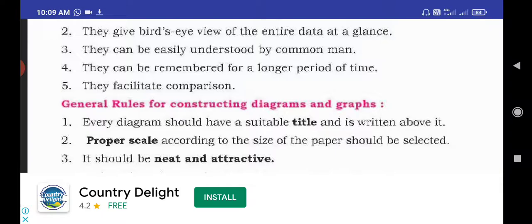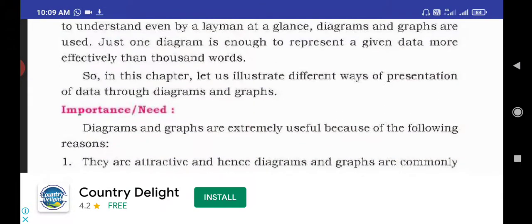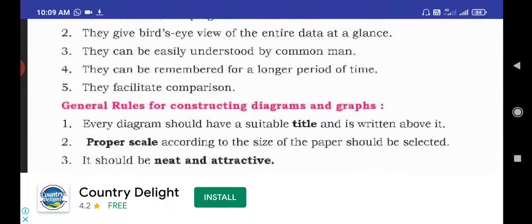Next one is they facilitate comparison. When we record the data graphically or diagrammatically, it is easy to compare. Our production is compared to the previous year, our production is compared to other companies, our production is compared to the overall data. Okay students, these are the importance of diagrams and graphs.